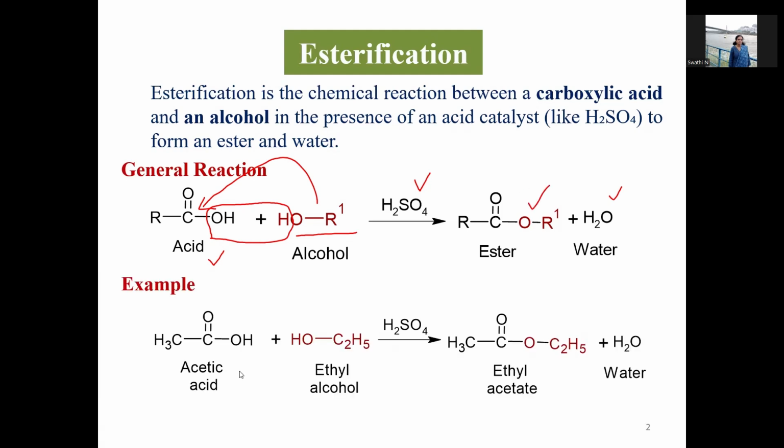Let's consider an example for this. An example carboxylic acid is acetic acid. When it reacts with ethyl alcohol in the presence of sulfuric acid, it gives ethyl acetate as the product with the elimination of a water molecule. So here also, what is happening? The hydroxyl group from acetic acid and hydrogen from ethyl alcohol are removed. Just this ethoxy group, C2H5O group, is attached to the carbonyl group of the acid. This is how we get ethyl acetate as the product.